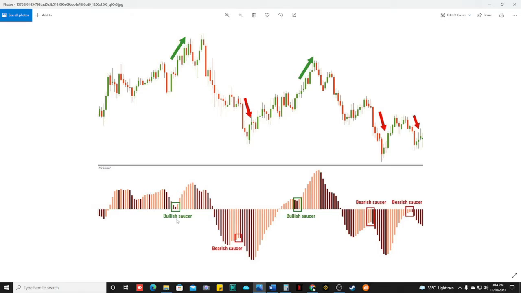Here, we call this a bullish saucer: 2 red, 1 green. It reveals the price is going up. Look at this one. The awesome oscillator shows bigger volume here, so it's still going up, right?